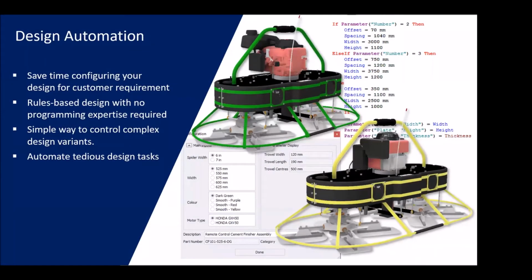Right, moving on to one of my favorite topics, design automation through iLogic. So we can save time configuring designs to fit customer requirements. We can institute rules-based design. The idea of that is that you can start creating product configurators where you put intelligence into the model based on engineering. So if the maximum manufacturing width is 1200, you can't exceed that and your model will be corrected, meaning that you can't specify something that can't be made in your factory, for instance. You can also use iLogic to automate tedious tasks as well.